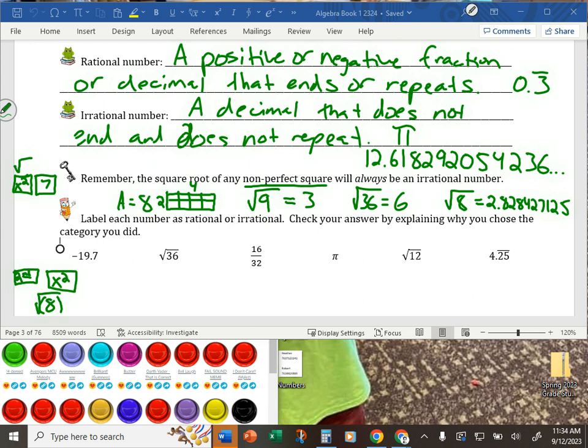And that brings me back to my original point, which I started about 10 minutes ago, I think. But the root of any non-perfect square will always be an irrational number. In your calculator, it's going to look like a nasty decimal. And I want you to know this decimal does not end. It continues on. So there you go. Questions so far?